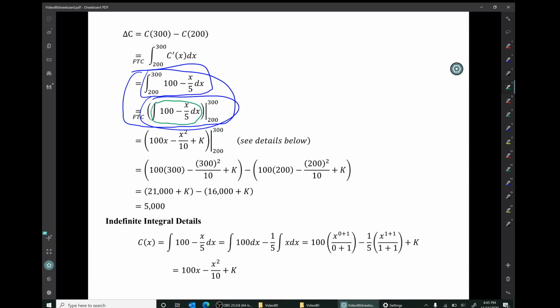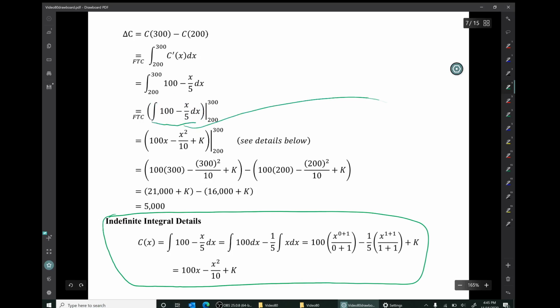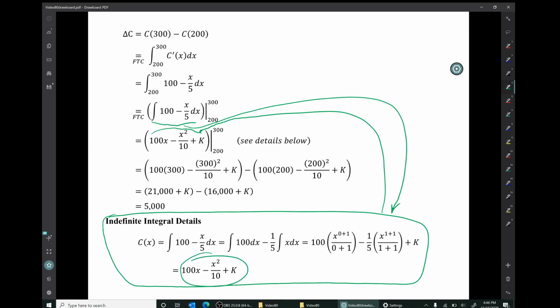And as before, I do the indefinite integral details off to the side. In this case, I did them down here at the bottom. There's my indefinite integral details box. So this indefinite integral, I broke off and did out there, and I brought the results back and put them in the same place inside those parentheses. Now note that the result of the indefinite integral is this expression, which is the general antiderivative, which is a function form. It goes back into these parentheses.